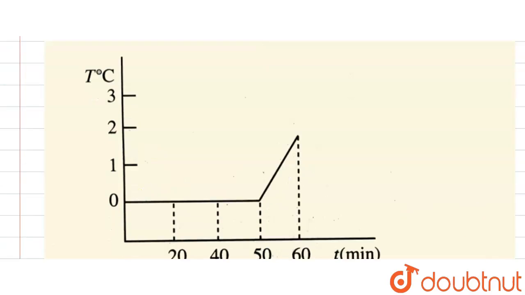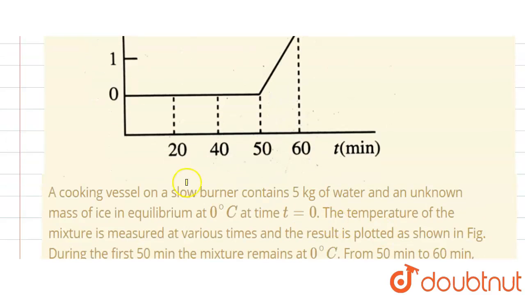The question is given. This is the diagram. A cooking vessel on a slow burner contains 5 kg of water and an unknown mass of ice in equilibrium at 0 degrees Celsius at time t equal to 0. The temperature of the mixture is measured at various times and the result is plotted as shown in the figure.